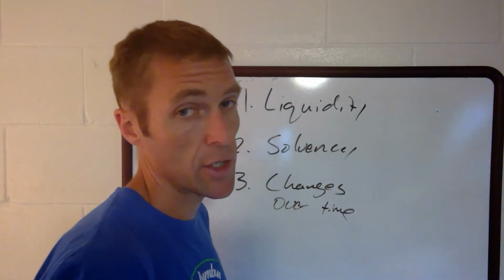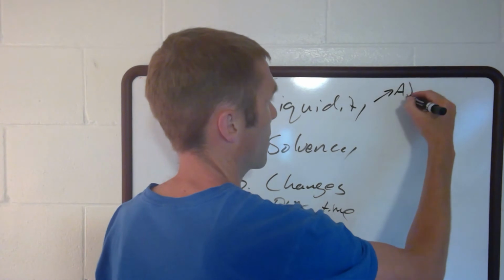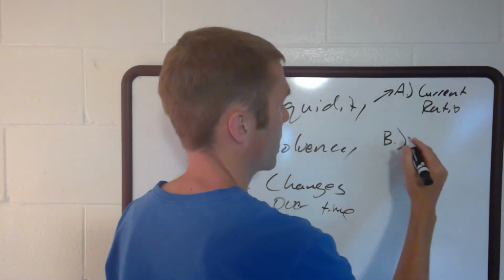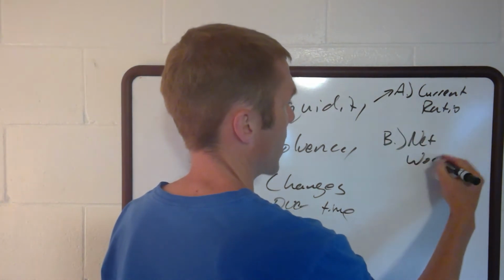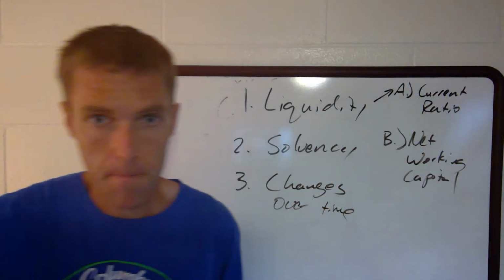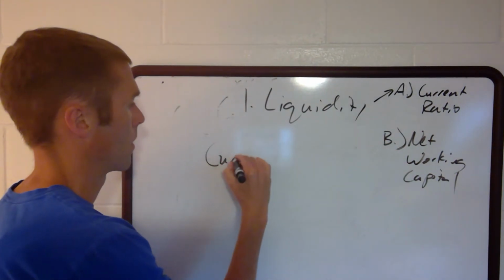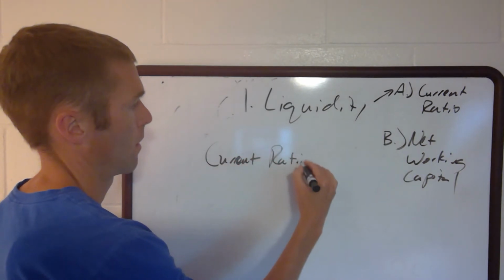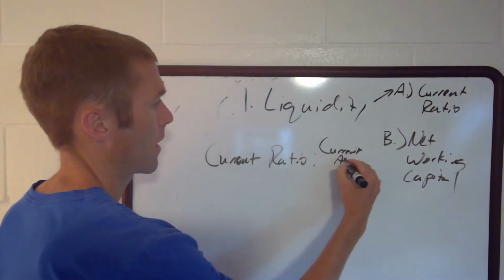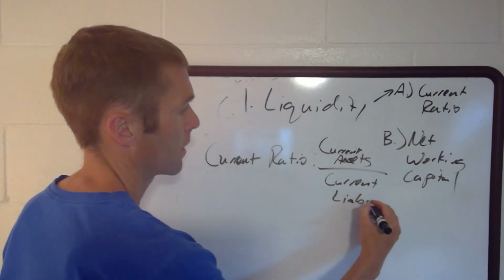So the two liquidity ratios that are most important are A, the current ratio, and B, net working capital. And the current ratio is simply equal to current assets divided by current liabilities.